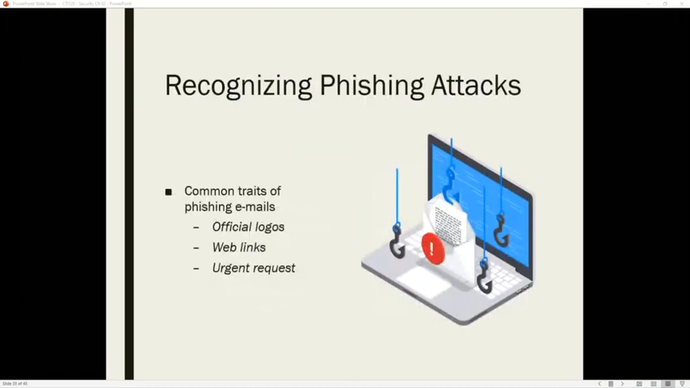So recognizing a phishing attack means that we have to be aware of the common traits of the phishing email. Official logos, web links, the sense of an urgent request. There's a lot of phrasing that's in there. If there's misspellings and things that shouldn't be wrong that are, that should always be a red flag. I will say, trusting your gut and being overly suspicious tends to protect you more often than it tends to hurt you.